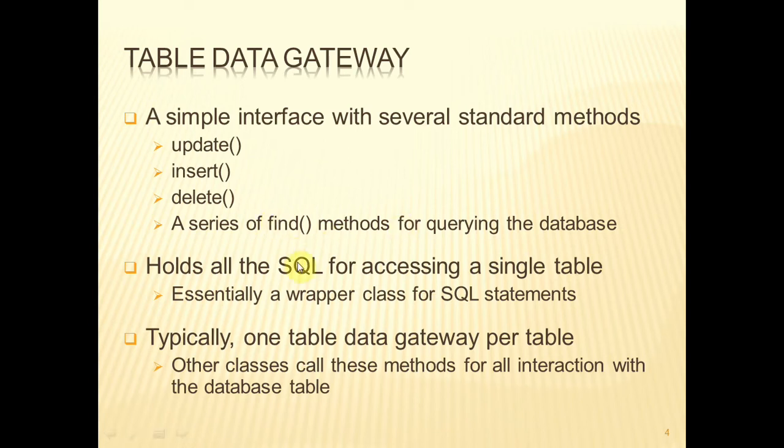This class will hold all the SQL that's necessary for accessing that single table, and what we'll typically find in an application is that there will be one of these gateway classes per table. So if you've got 5 tables in your database, you'll have 5 different table data gateway classes. All the other classes in your application will then make use of the methods in this class to interact with the database. So they no longer are interacting directly with the database. They do it via the gateway classes.